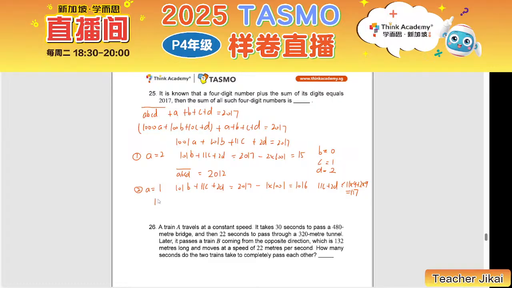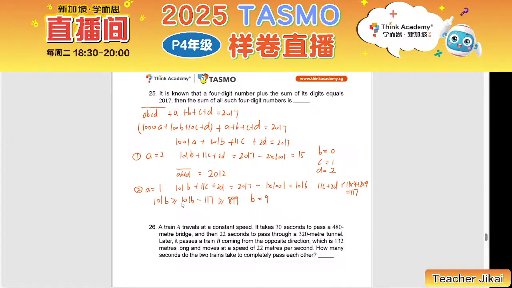So we know 101B, it must be larger than 1016 minus 117, right? Because the 11C plus 2D is smaller than 117. So it should be larger than 899. Right. So 101B should be larger than 899. So B here can only become 9. Right? B here can only become 9.